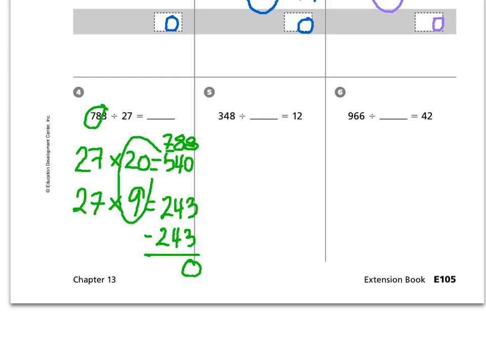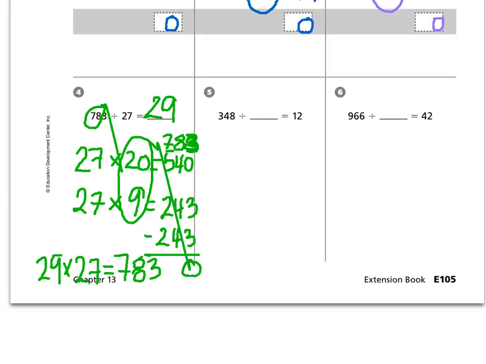You can use 20 plus 9 in order to know that it's going to be 29. And your multiplication sentence will be 29 times 27 equals 783.